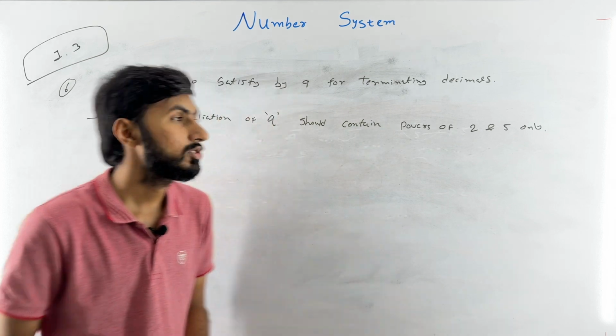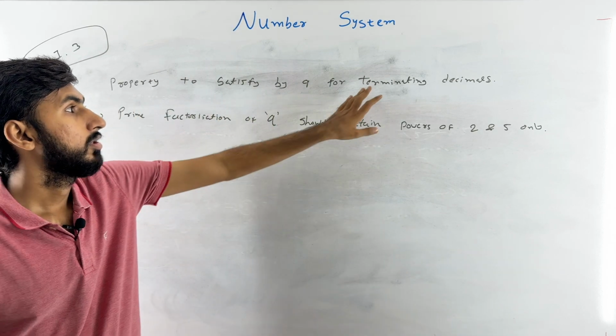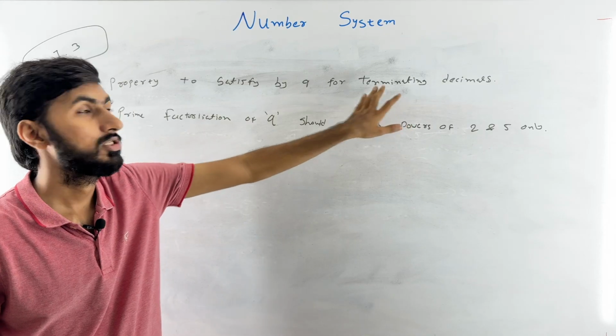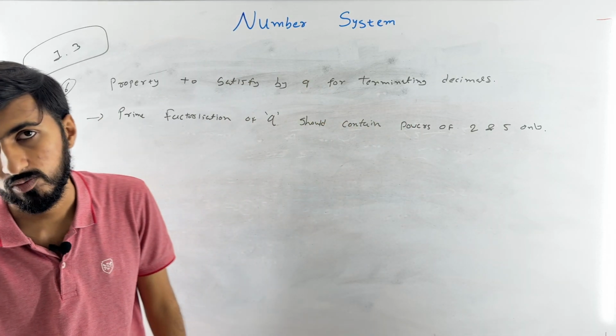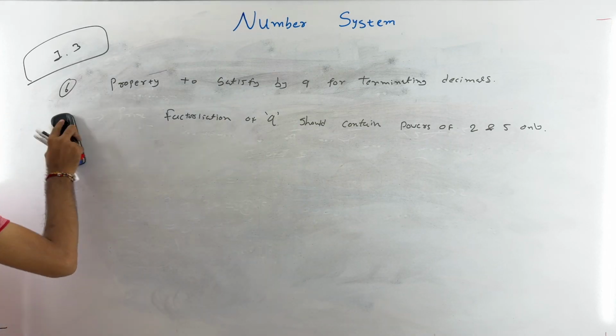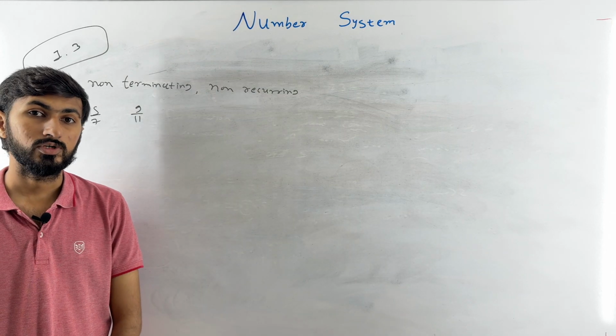So for a terminating decimal expansion, q should contain powers of 2 and 5 only, right? Now we will move on to the seventh question. Here we have the seventh question.